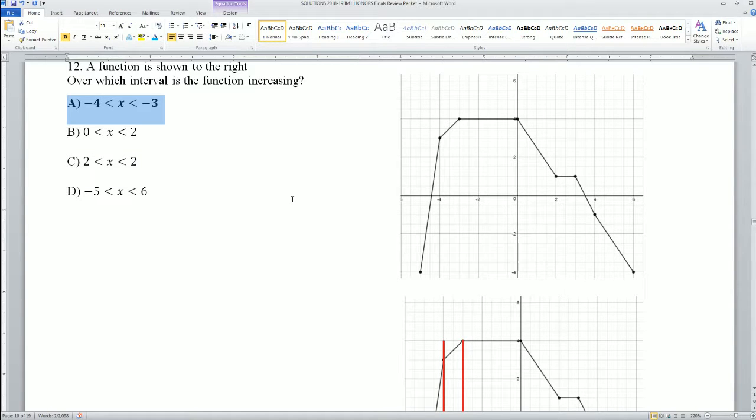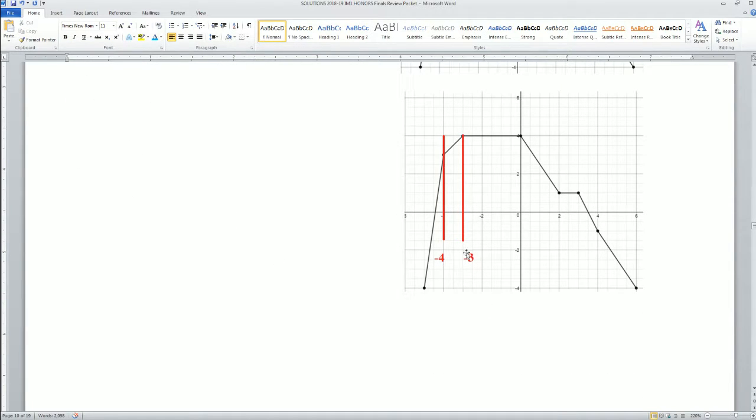From 2 to 2 makes no sense, right? It doesn't change anywhere, it's just at that point. From negative 5 to 6, it goes increasing, steady, and decreasing, so that is not increasing. So D wouldn't make any sense. A is the only interval that's increasing. There you go. And again, you're just looking at the domain values here.